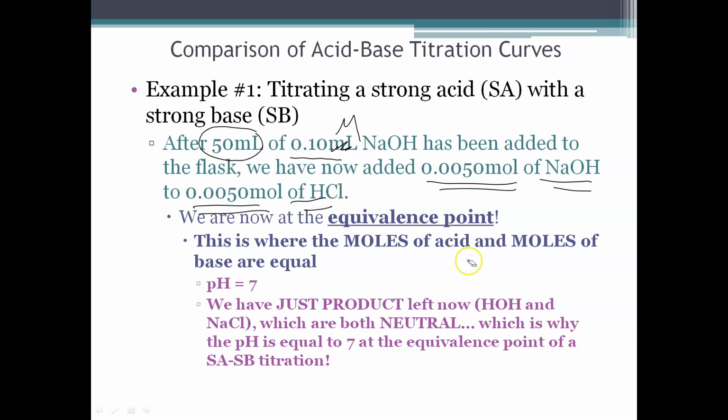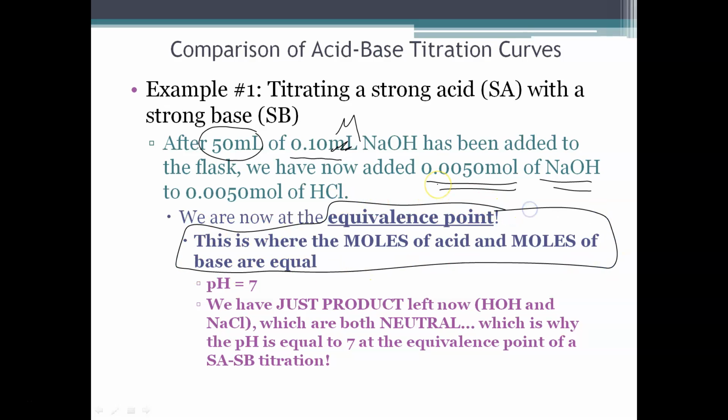That is called the equivalence point. All right? And that's what we're trying to reach during our titrations. That's when we would have stopped with our indicator changing color in the ones we did in class. So we're at the equivalence point now, and the key thing here is at the equivalence point, moles of acid, moles of base are equal.